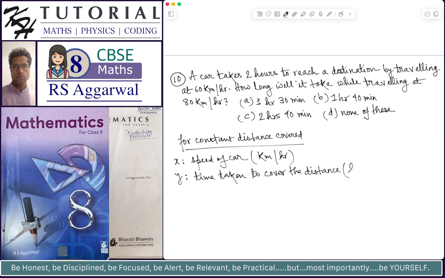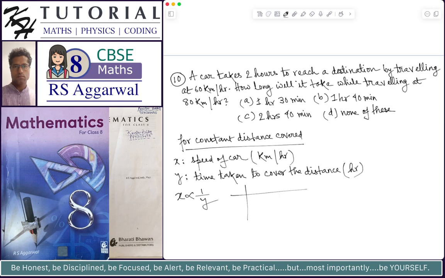This is in hours. So if the distance being covered is the same, then the quantities x and y will vary inversely with each other, because if the speed of the car is more, then it will take less time to cover the same distance, and if the speed is less, then it will take more time to cover the same distance. So clearly the quantities x and y are inversely proportional to each other.